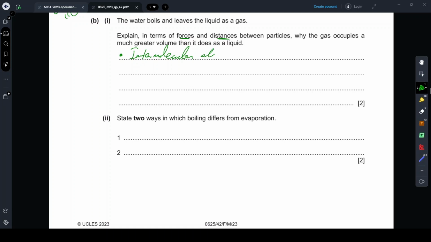Intermolecular attractive forces in gases are negligible. Yeah, probably should write that better. Also, gases are more free to move around randomly and rapidly than liquids. So the distance is much more. The particles in a gas are much further apart.